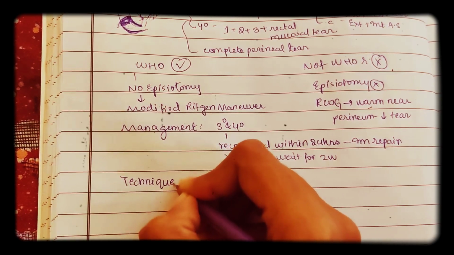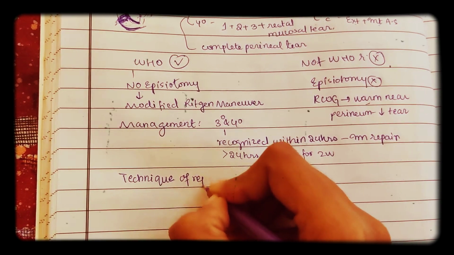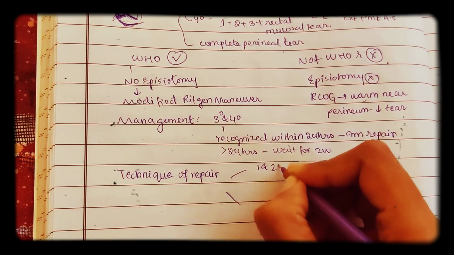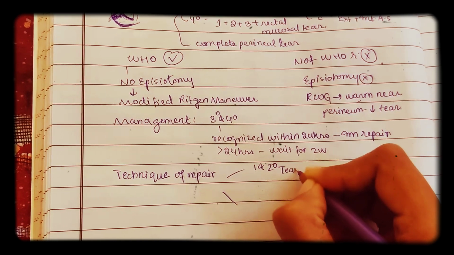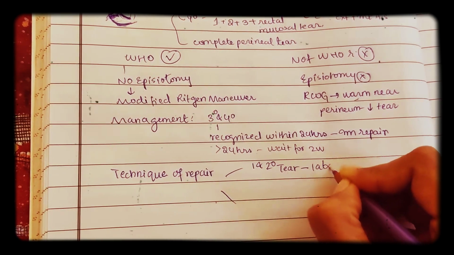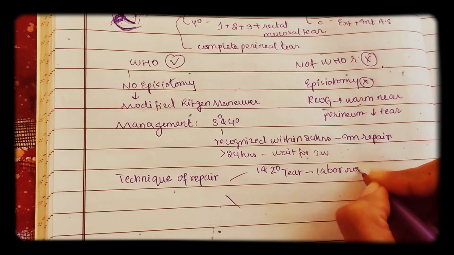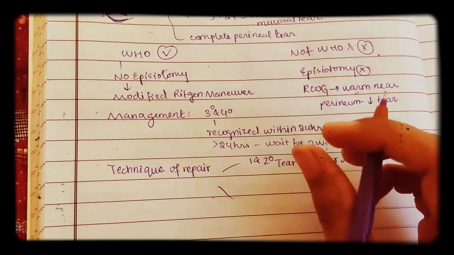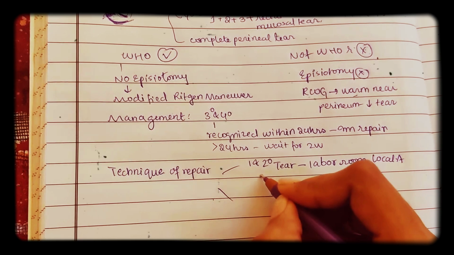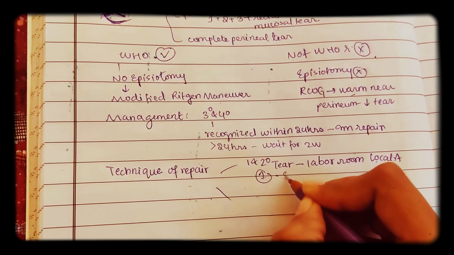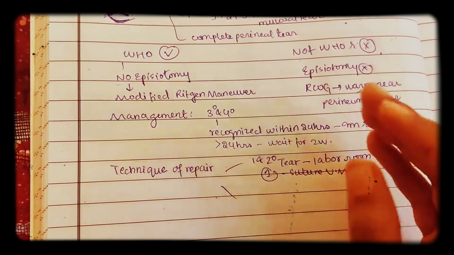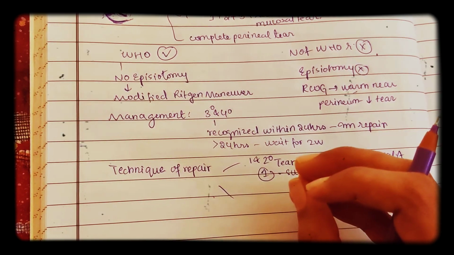Now what is the technique of repair? For 1st and 2nd degree tears, it is done in the labor room then and there itself, okay, under local anesthesia. You will give local anesthesia only to that area, okay. And the steps which you do: first, you will suture the vaginal mucosa from inside to outside. First you will suture the mucosa, okay.